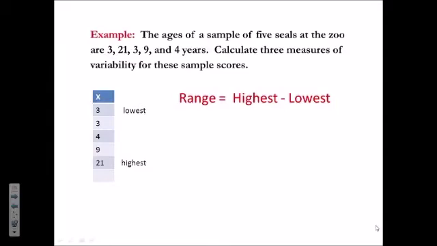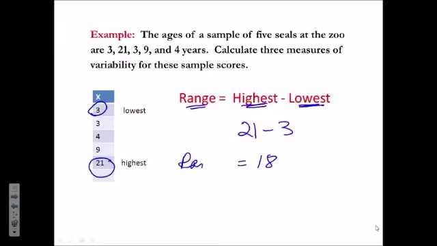The first measure of variability is called the range. The range is the highest score minus the lowest score. The highest score in this distribution, notice the distribution has been sorted, is 21, and the lowest is 3. 21 minus 3 is 18. So the range of this distribution is 18.